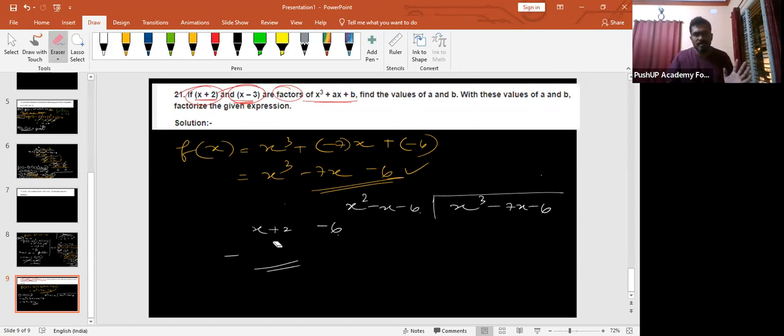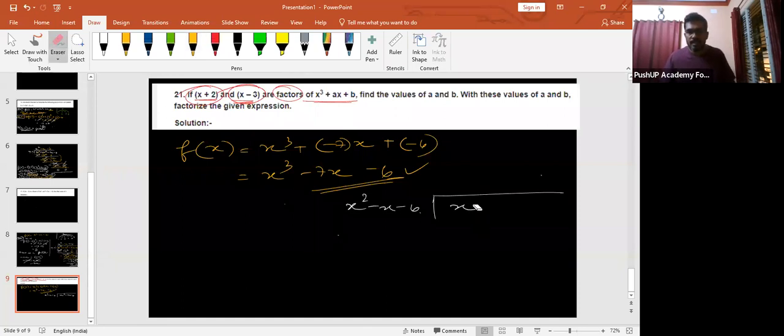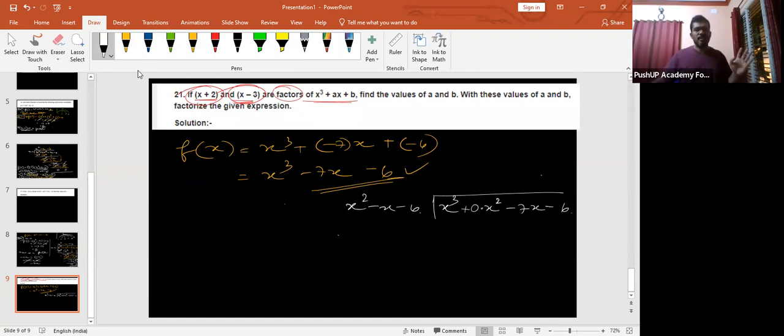That's it. Simple. Now, once I have done that, I will make a small rearrangement over here. And what is that rearrangement called? Filling the gap, isn't it? I have to fill the gap because there is no term containing x square. So I will write this as x cube plus 0 times x square minus 7x minus 6. Go with the logic, children. I'm just filling the gap over here. And why did I write x square minus x minus 6? Because it was already given to me that those two are factors of this polynomial. I just clubbed it together.